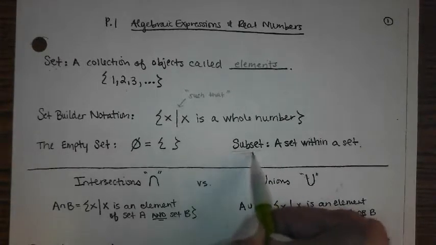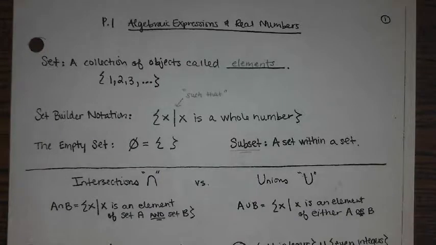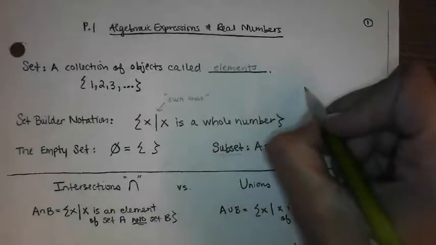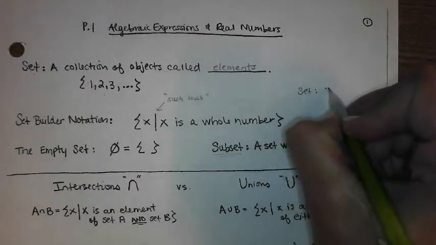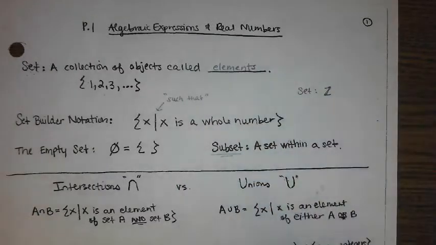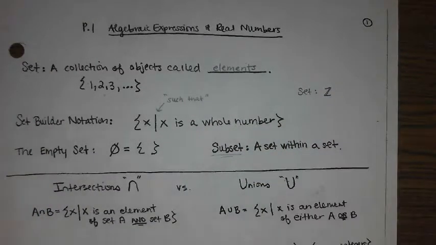I don't know if you ever did subsets last year, but subsets are just a set within a set. So if I give you a set, my set is going to be this. Does anybody know what that little weird capital Z-ish symbol means in math?